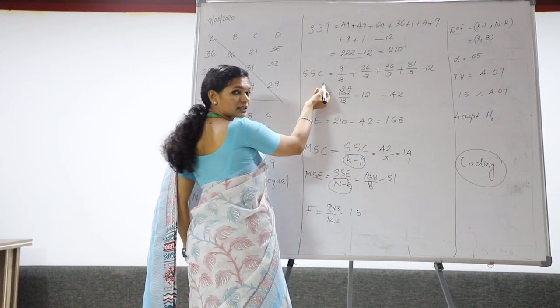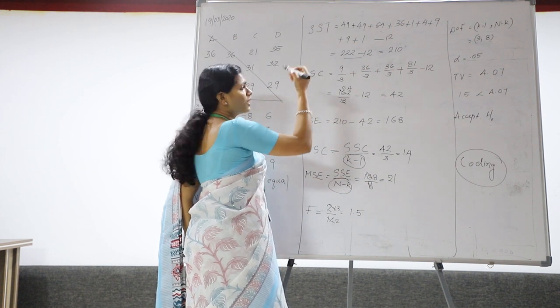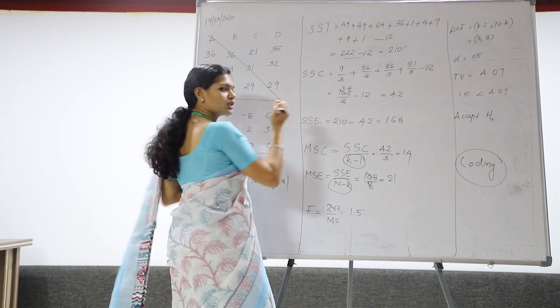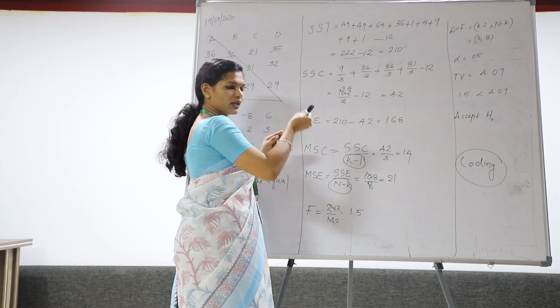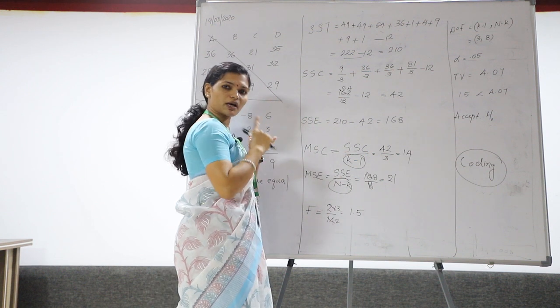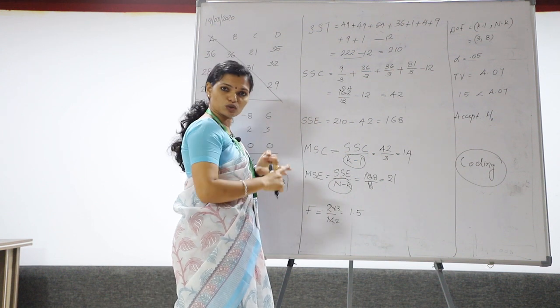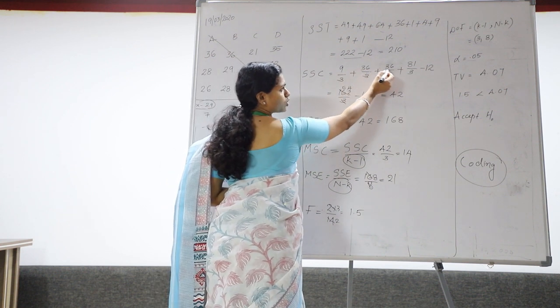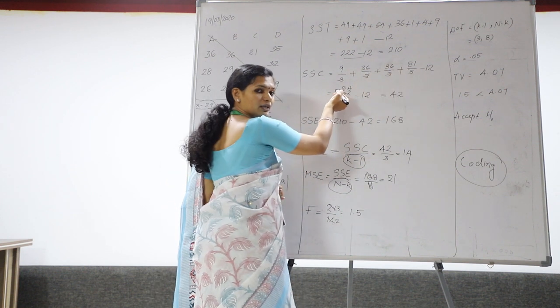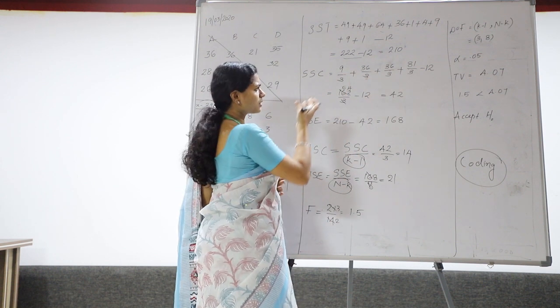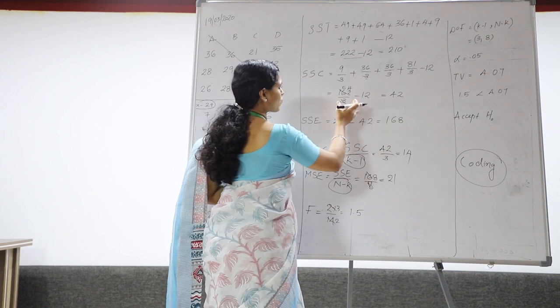The next, SSC, is the sum of squares where each column total we have to square and divide by the number of items in the respective column. So we have the formula sigma x1 square by n1 plus sigma x2 square by n2 plus etc., minus T square by n. So I have taken the square of each of the column totals and divided by the number of items in each column. Here it's the same number, 3 and minus 12, we got 42.